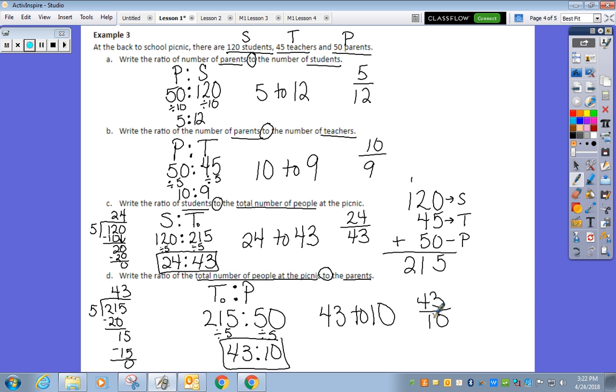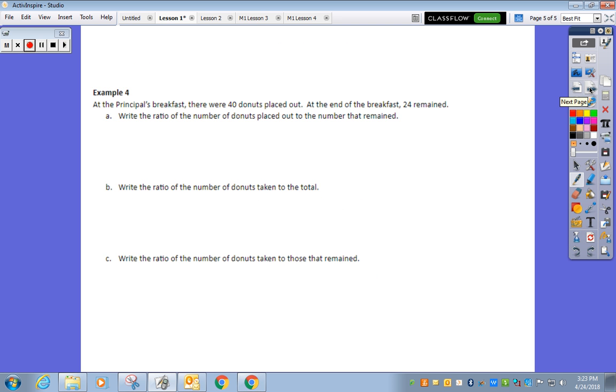So important pieces of information with ratios that we've seen so far is order matters. You must have the correct order to be considered correct. If you flip the numbers, it's wrong. It's not a correct ratio. They also need to be in their simplest form. That's going to be huge this year, to make sure that all of your ratios are in simplest form.